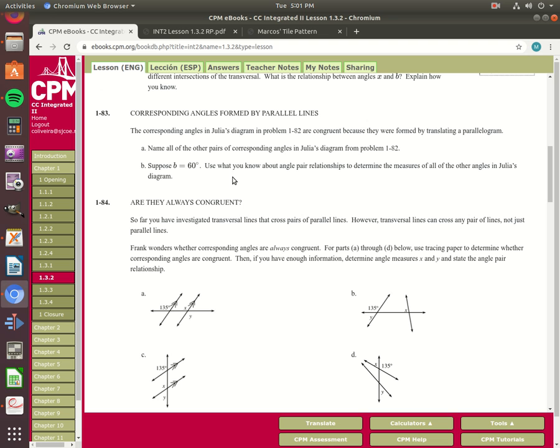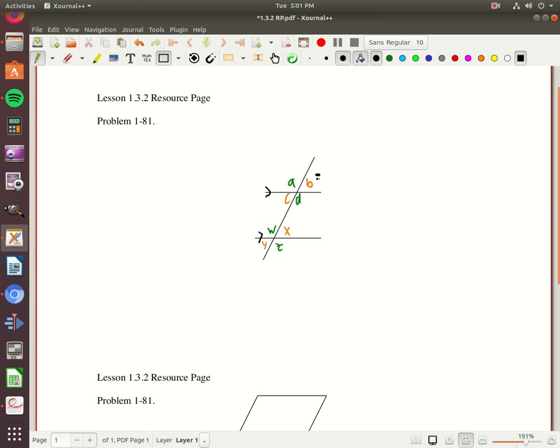Suppose B equals 60 degrees. Use what you know about the angle relationships to determine the measures of all the other angles. So B equals 60 degrees. Well, if B equals 60, what does that tell me about the rest? So if B equals 60 degrees, I know that C equals 60 degrees because they're vertical. I know that X equals 60 degrees because they're corresponding. I know that Y equals 60 degrees either because C and Y are corresponding or because Y and X are vertical. I know that A must equal 120 because they're supplementary angles.